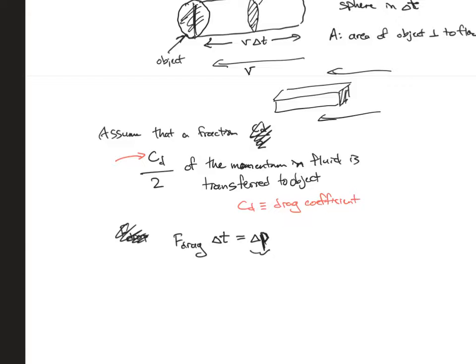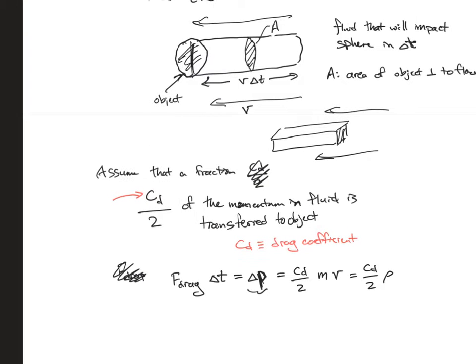So delta P will be equal to C_d over 2 times the momentum in the fluid, which is the mass of the fluid times its velocity. And the mass, so that's C_d over 2 times the mass, which is the density times the length of the tube of fluid.